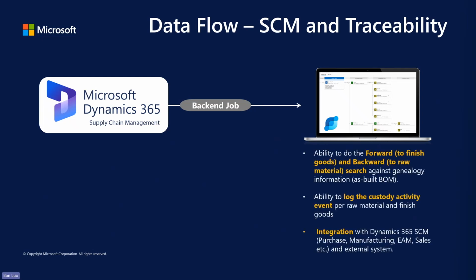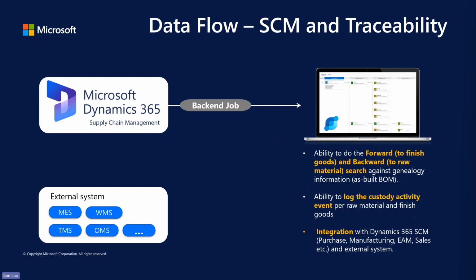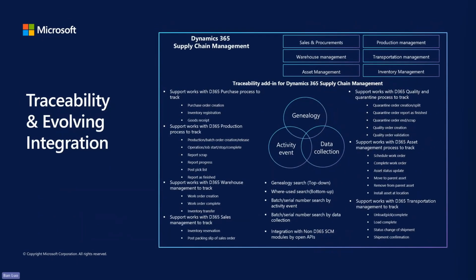And in traceability, we consolidate transactions from different supply chain modules. And in our current phase, we offer forward and backward search with attached activity details. Besides the out-of-box integration with D365, there are public APIs available for external systems to integrate with traceability. So you can use our traceability to consolidate track and trace information to fill those data silo issues.